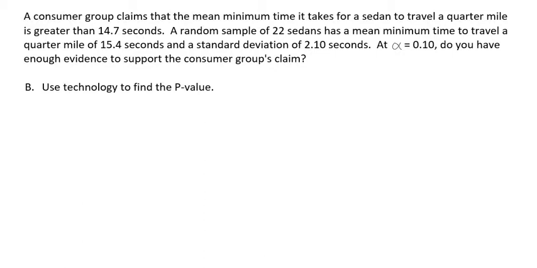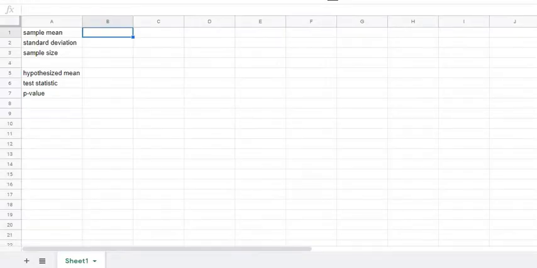Part B, use technology to find the p-value. For this part, we're going to use Google Spreadsheets. Here I've opened up Google Sheets, and I've filled out some entries just so that we can have some good labels. We have the sample mean, the sample standard deviation, the sample size, the hypothesized mean, and the test statistic that we're going to calculate in order that we can calculate the p-value. So let's fill in our entries for these first four categories, the sample mean through the hypothesized mean.